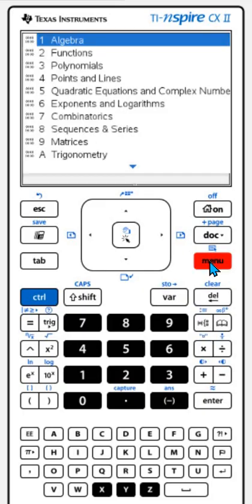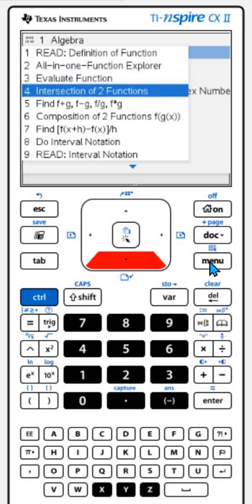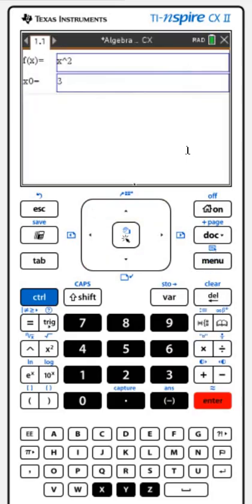Don't worry, it gets even better. Go to functions. Doesn't your teacher always ask you to find the intersection of two functions and to evaluate a function? Well, here we go. Type in your function, type in your x value, and boom, you have the correctly computed function value.